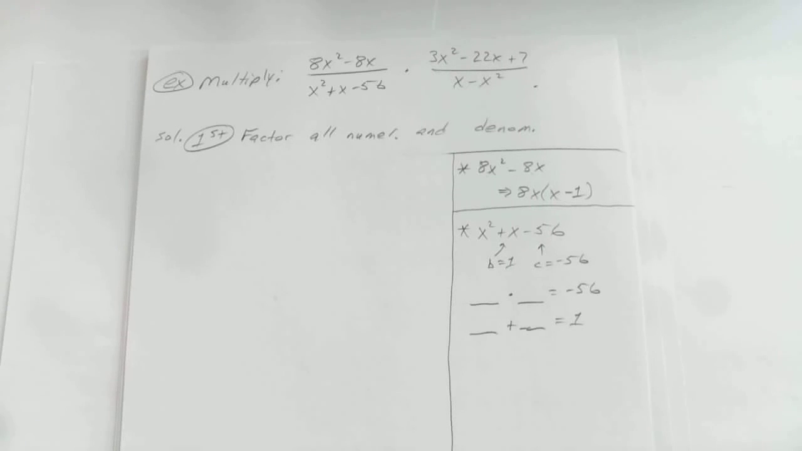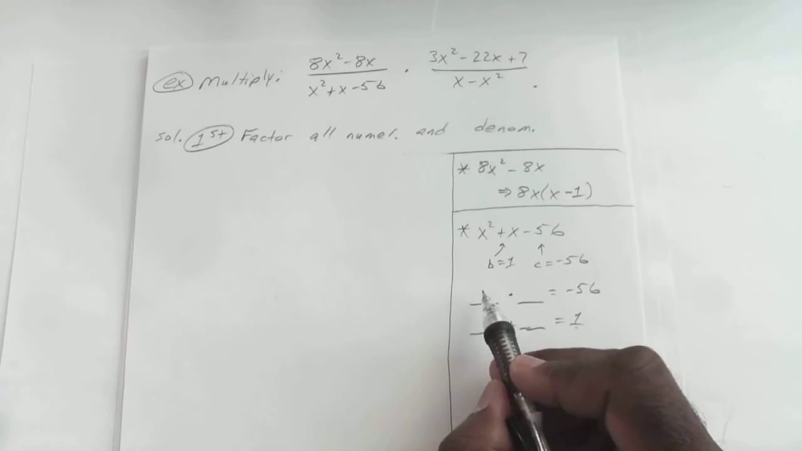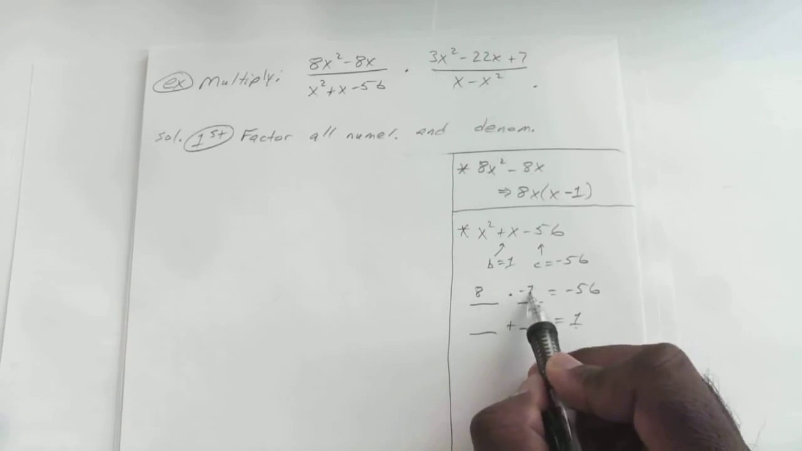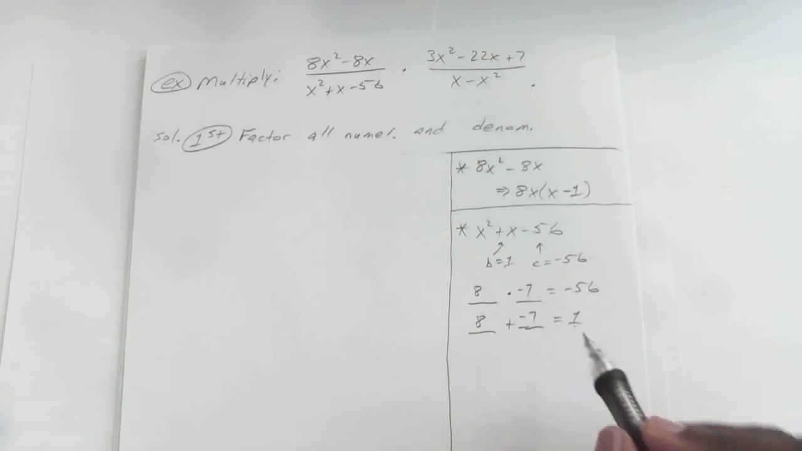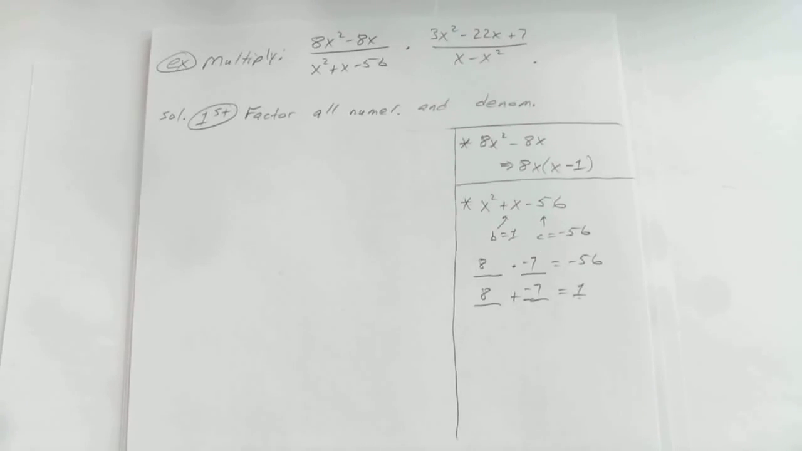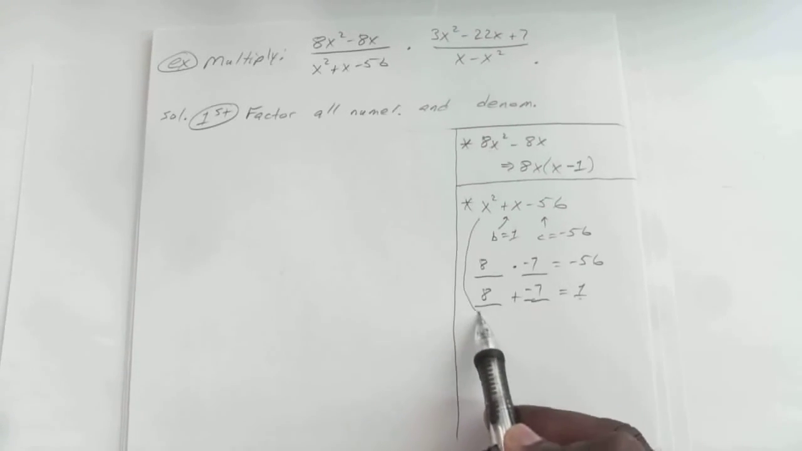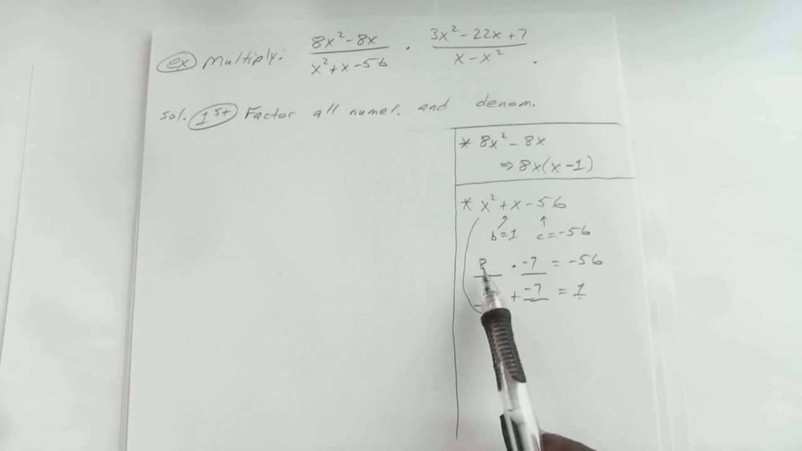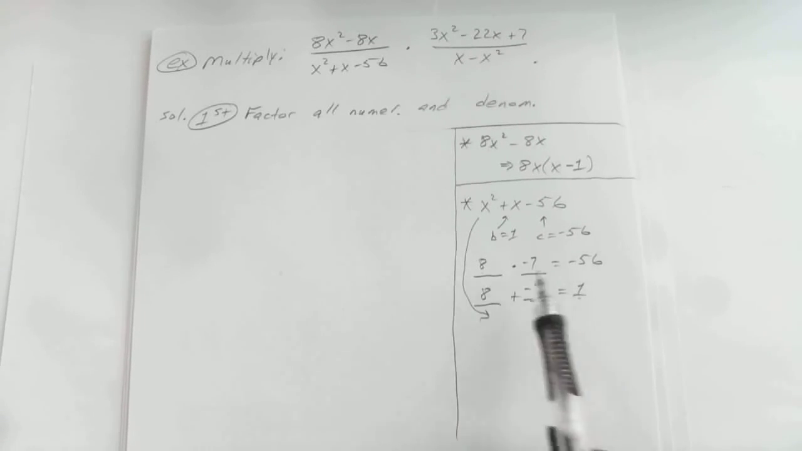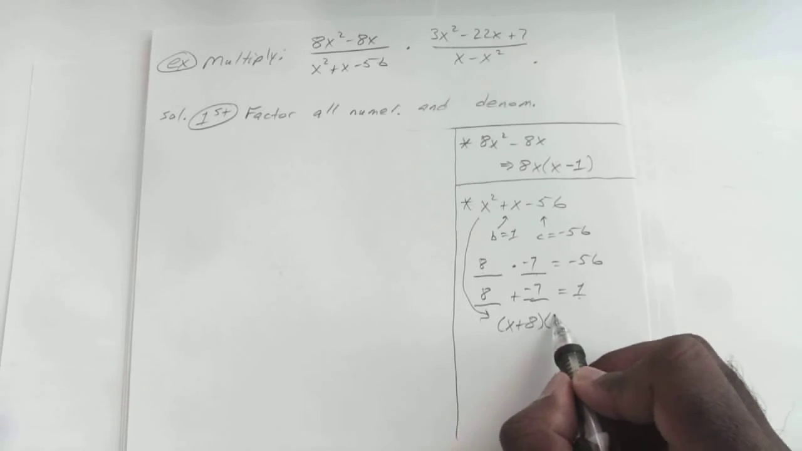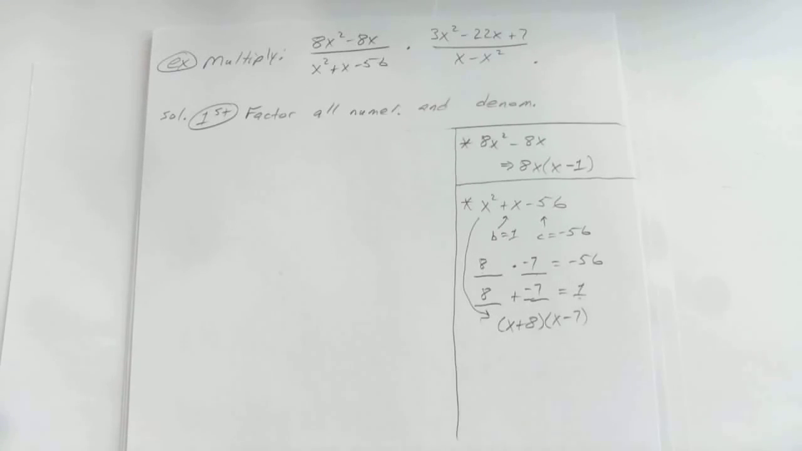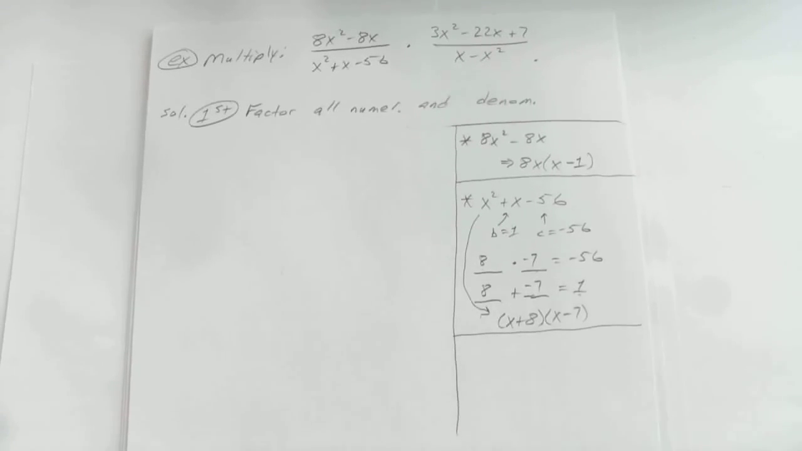Okay, so 8 times 7 is 56. So the bigger number would have to be positive. So we'd make that 8 times negative 7 is negative 56, and 8 plus negative 7 is positive 1. Which means this would just factor to become x plus 8, x minus 7. Okay, so we have that one out the way.